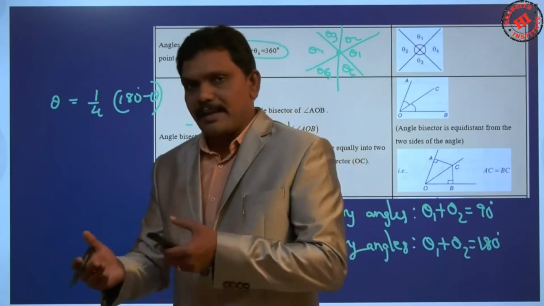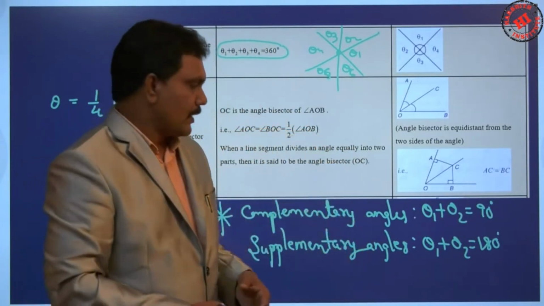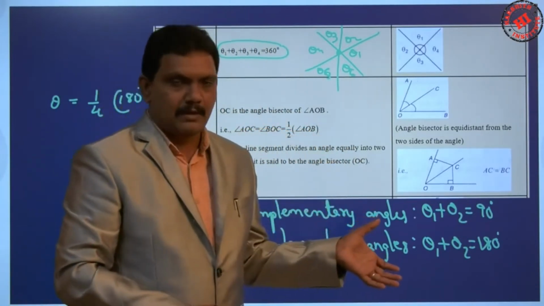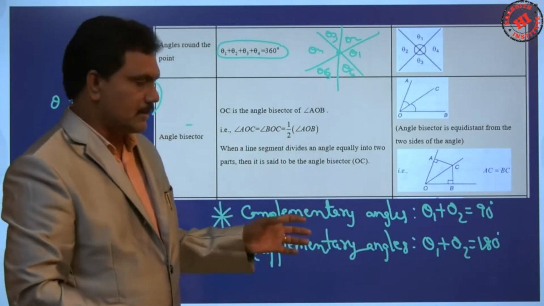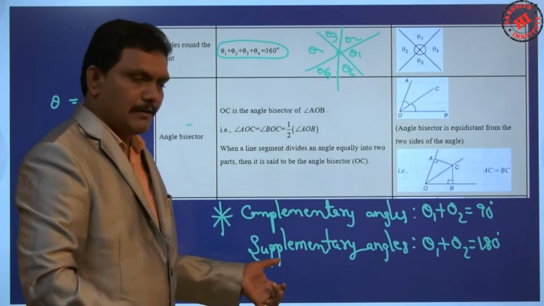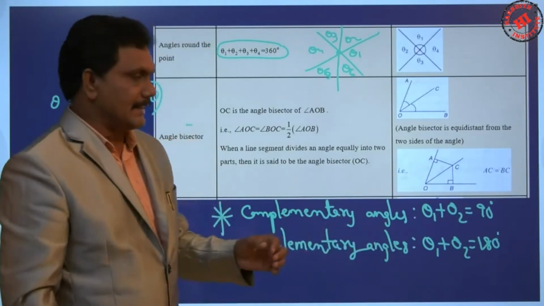Right? Sometimes the relation between complementary and supplementary angles is also given. Very important point. These are two very important points explained in this short time period. Complementary angle: sum of 2 angles is 90. Supplementary angle: sum of 2 angles is 180 degrees.